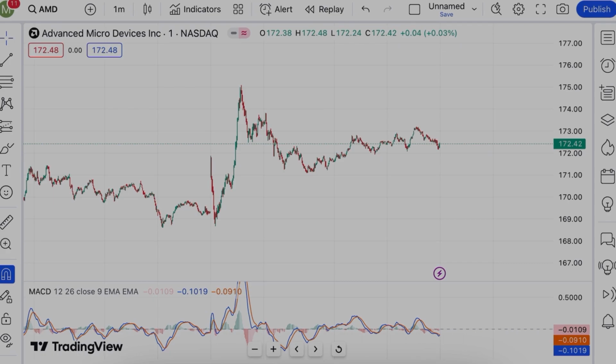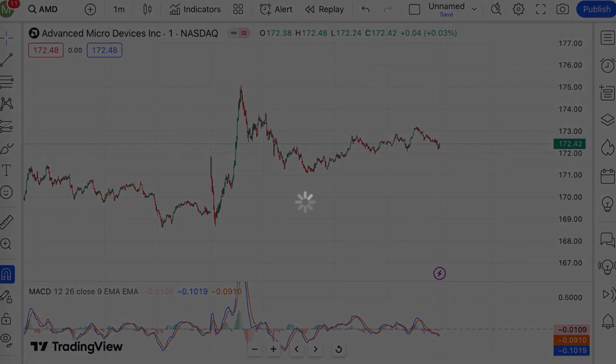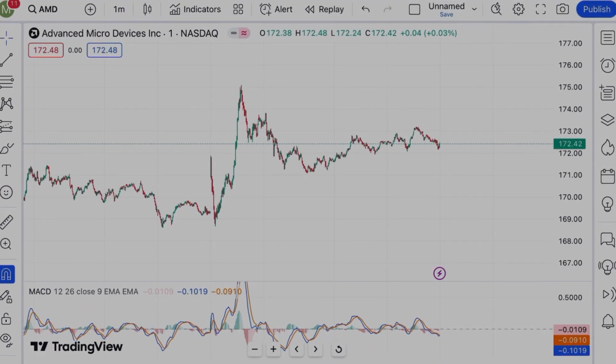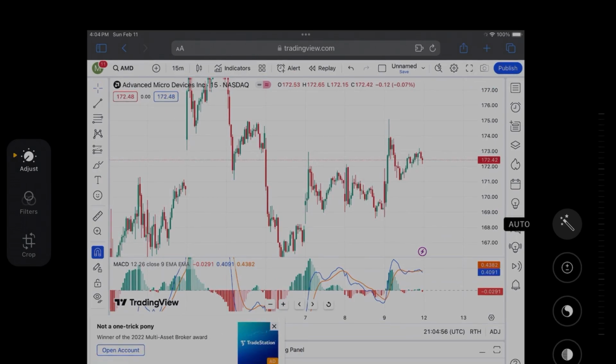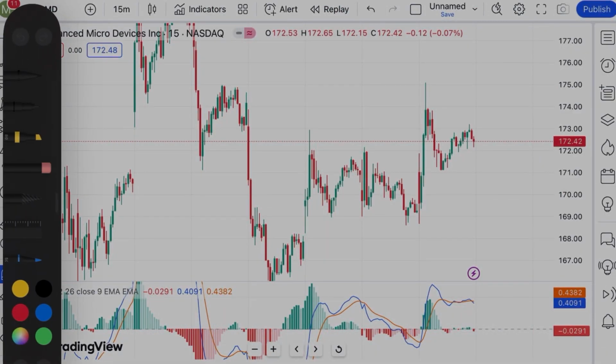So let's look at patterns a little bit and let's see what's going on. Let me take a look at another chart. This is the 1 minute chart. All right, so now we're gonna look at the 15 and let's see what the 15-minute chart's saying. All right, so the 15-minute chart, it looks like we're at a level of support on the 15-minute chart.